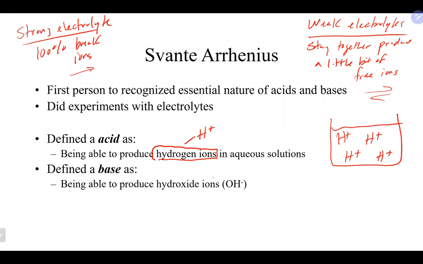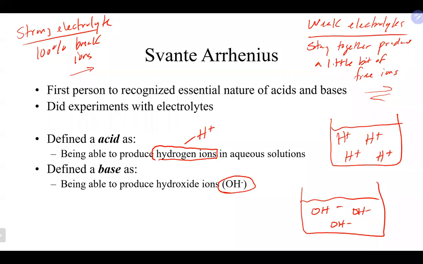A base, on the other hand, is something that can create hydroxide ions. And in solution, we're talking about free hydroxide ions. So again, we have free-floating OH- in solution. As we'll talk about in this chapter, the difference in the concentration of either H+ or OH- in a solution will determine whether something is acidic or basic. So if you have more of the free H+ floating around, it's going to be more acidic. If you have more of the OH- floating around, it is going to be basic.